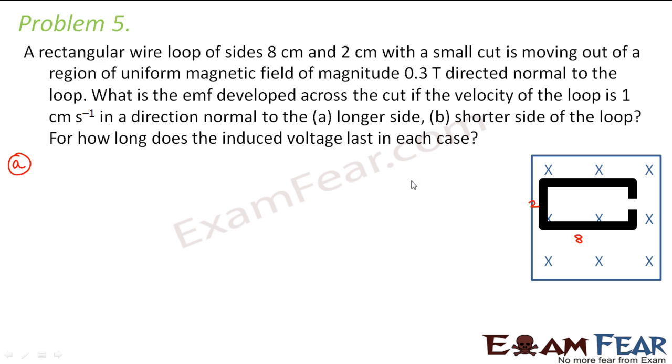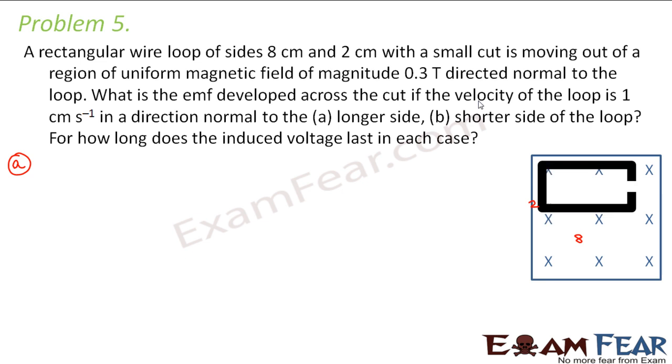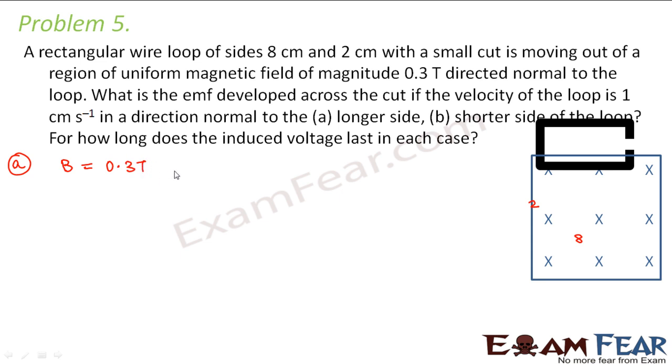So the direction is normal to the longer side. That means in this direction. So this is the longer side, and normal to the longer side is this direction. So that is why it is moving in this direction. So what are the values that are given? Magnetic field is given as 0.3 Tesla. Length of the loop is 8 into 10 to the power minus 2 meters. Breadth of the loop is 2 into 10 to the power minus 2 meters. And velocity is 1 centimeter per second, that is equal to 10 to the power minus 2 meter per second.